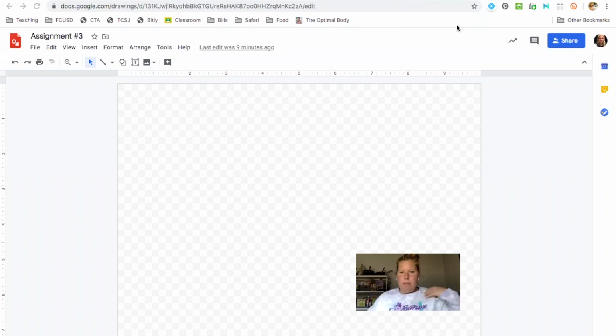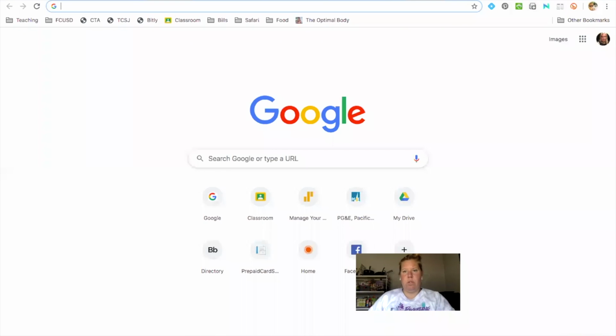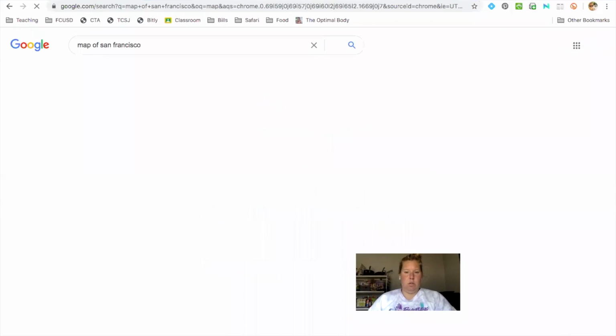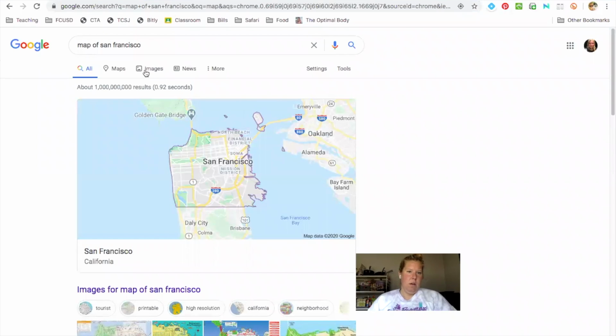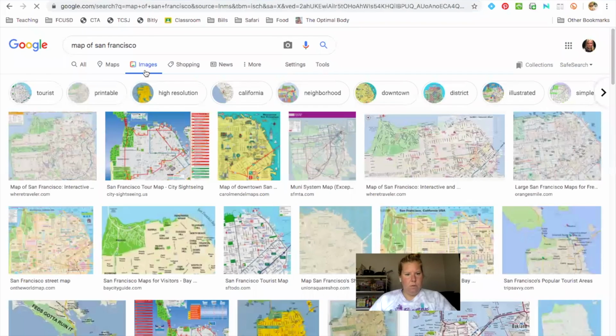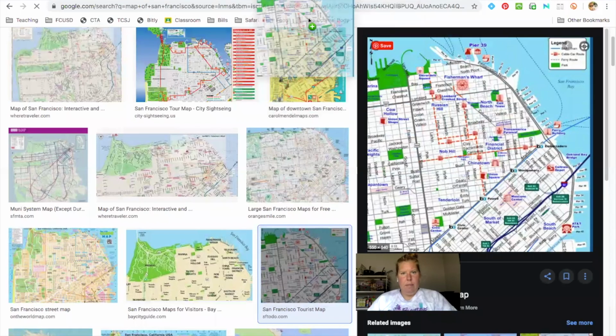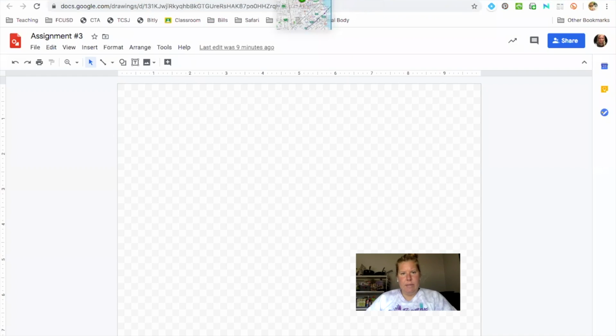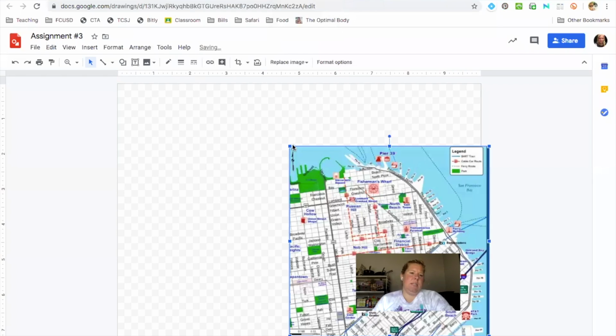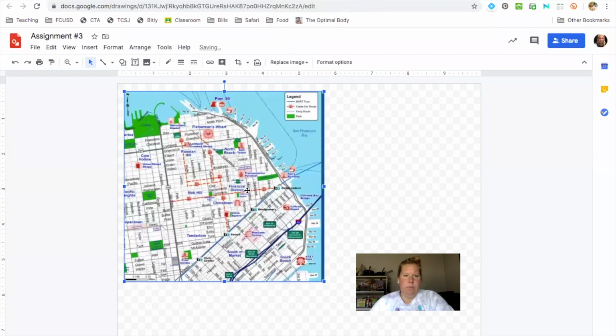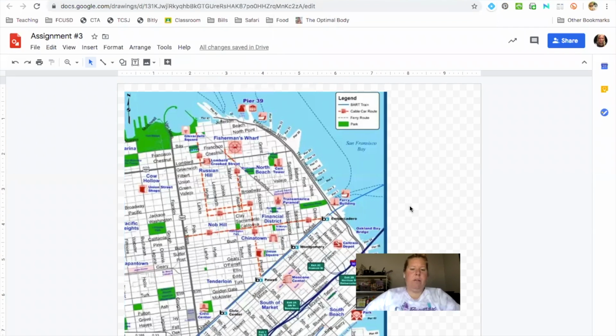Now for assignment 3, what you're going to do is Google search a map of a city or a town. I'm going to Google search San Francisco. It's one of my favorites. Images. Okay, and I like this one. It's a nice little map. I'm going to drag it into my assignment 3, which I posted on your Google Classroom. What you're going to do with this is create your own parallel and perpendicular lines.